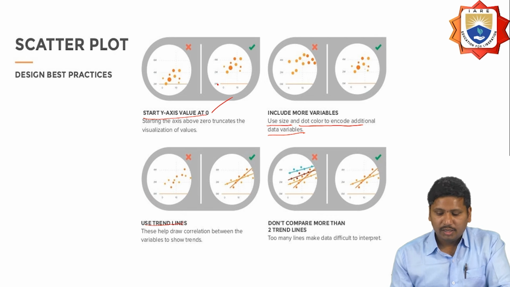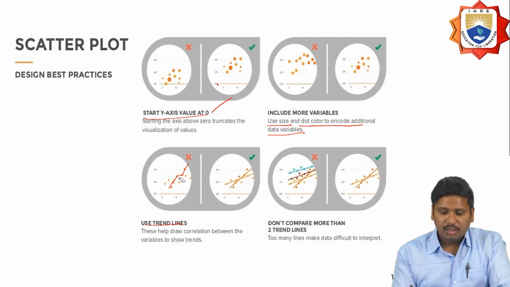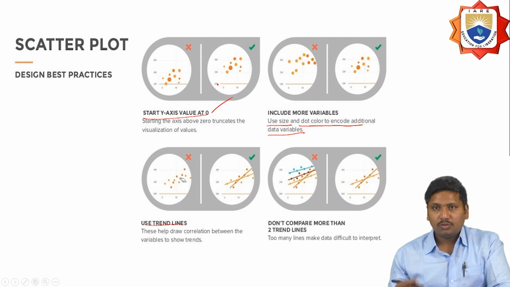And use trend lines. Once I draw family 1, I join the lines, and a dotted line comes like this. So that is what I have to maintain: use trend lines to show the correlation between the variables, and don't compare more than 2 trend lines. So these are the design practices.